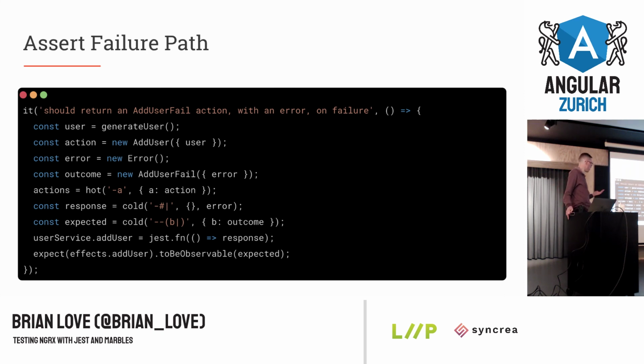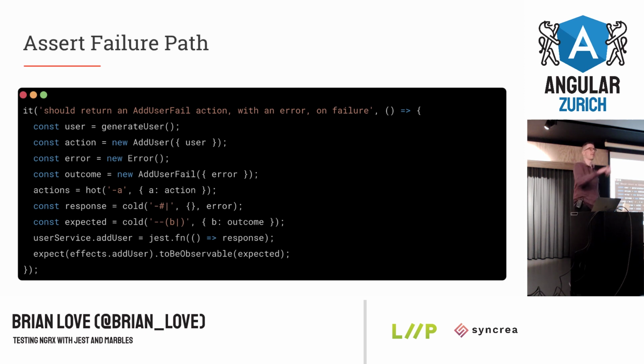And then here we're going to expect that the outcome of our actions effect is after 20 frames, we're going to get a value B, which is the outcome, which is our add user fail action, along with the completion notification. And that's going to happen at the exact same time. And so we put the parentheses around it to kind of group that together.